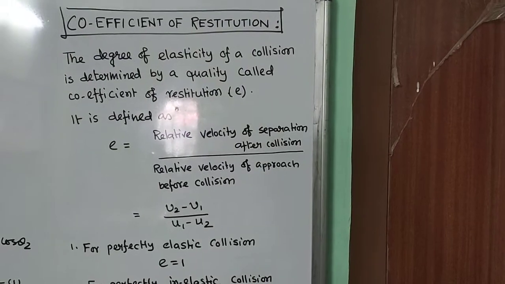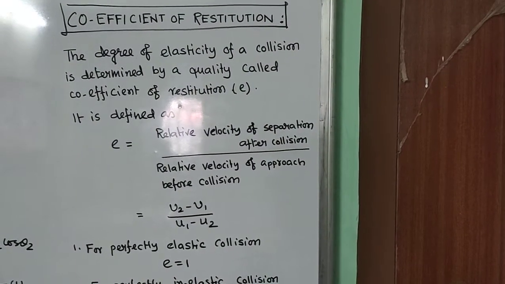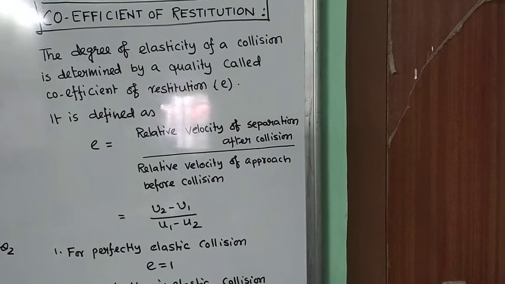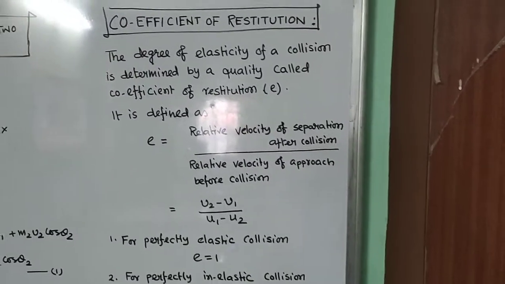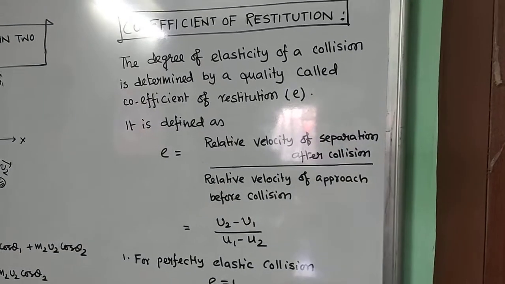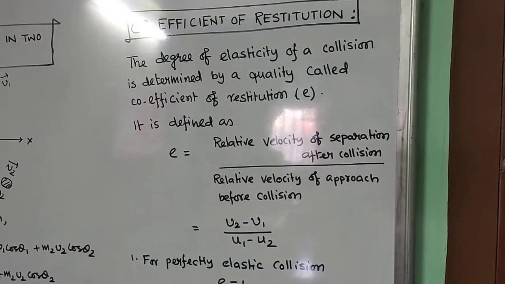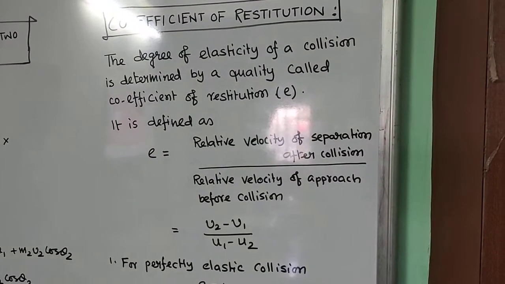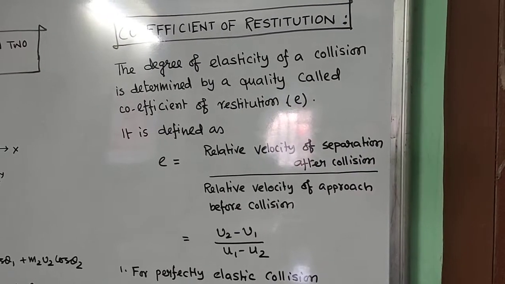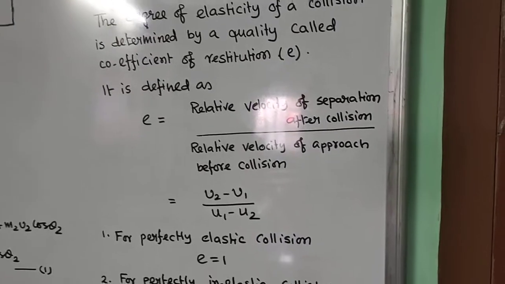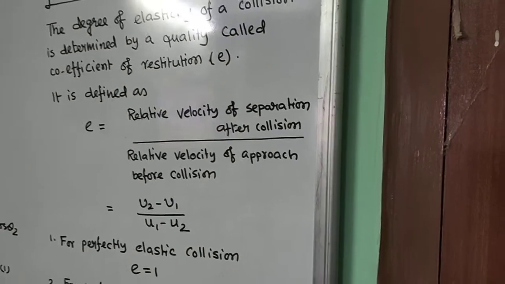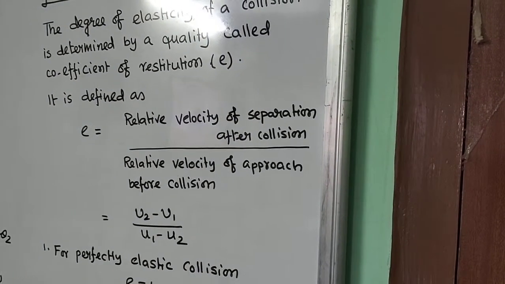The degree of elasticity of a collision is determined by a quantity called the coefficient of restitution. Elastic collision and inelastic collision we have already defined. In elastic collision, kinetic energy and momentum are both conserved, but in inelastic collision only the momentum is conserved, not kinetic energy. So as per the definition, the coefficient of restitution defines the elasticity of a collision. Mathematically, it is the relative velocity of separation after collision divided by the relative velocity of approach before collision.